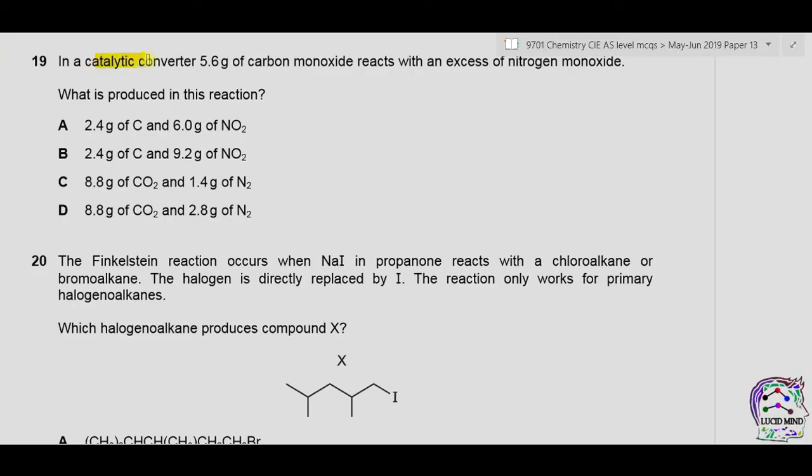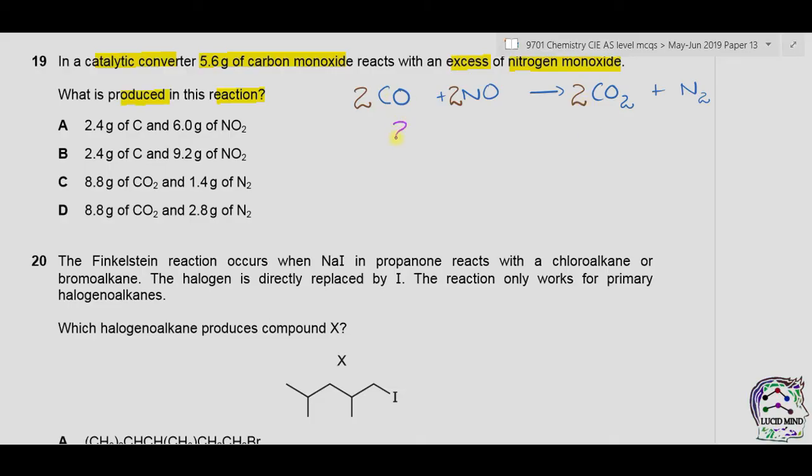Question 19. In a catalytic converter, 5.6 grams of carbon monoxide reacts with an excess of nitrogen monoxide. What is produced in this reaction? We can write a balanced equation for the reaction. Carbon monoxide reacts with nitrogen monoxide to form carbon dioxide and nitrogen. We can balance this equation by writing 2 with nitrogen. Now we can balance carbon and oxygen by writing 2 with CO and 2 with CO2.